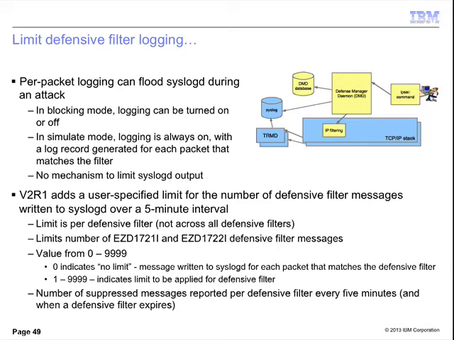So in 2.1, we've added a user-specified limit for the number of defensive filter messages that we write to syslogd over a 5-minute time interval. So this gives you a way to run simulate mode, but only see an initial subset of what you're getting, along with counts of what you're getting, so that you have a good idea of exactly what this would be doing if you had it in blocking mode, but without the potential to overwhelm syslogd.